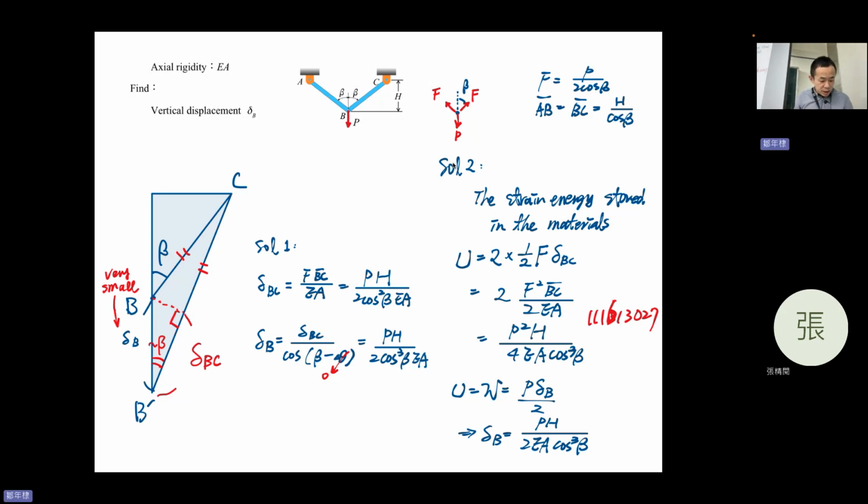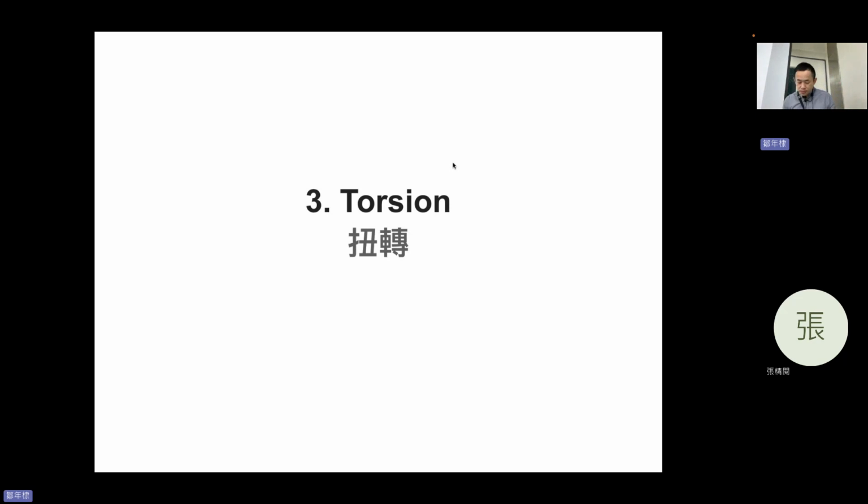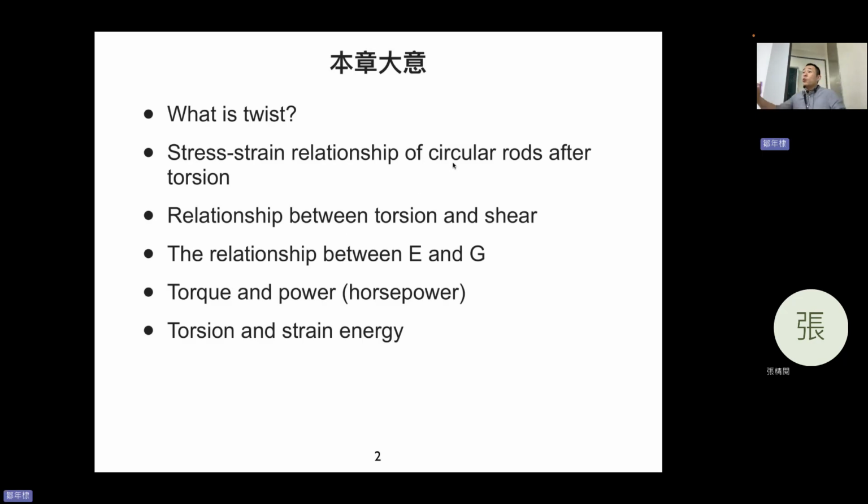Chapter 3 is related to torsion. Okay, next one. Torsion. What we are going to introduce is what twist, or torsion, is, and we want to talk about the stress-strain relationship when your rod or bar is under torsion. And we want to talk about the relationship between torsion and shear.